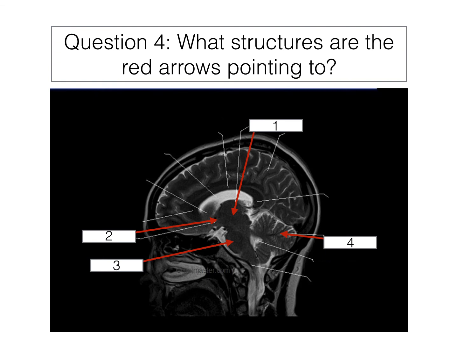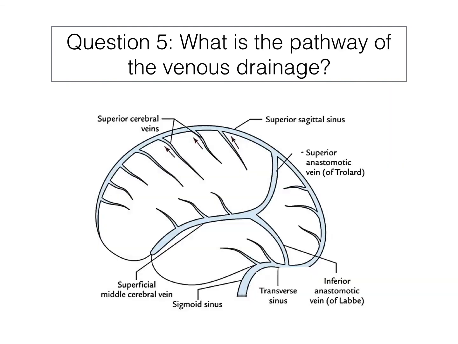Match what structures the red arrows are pointing to. Number 1 is the thalamus, and number 2 is the hypothalamus, and this is part of the diencephalon. Number 3 is the pons, part of the brainstem, and number 4 is the cerebellum. And you can see that the vermis splits the cerebellum into the right and left hemispheres, like I mentioned before.